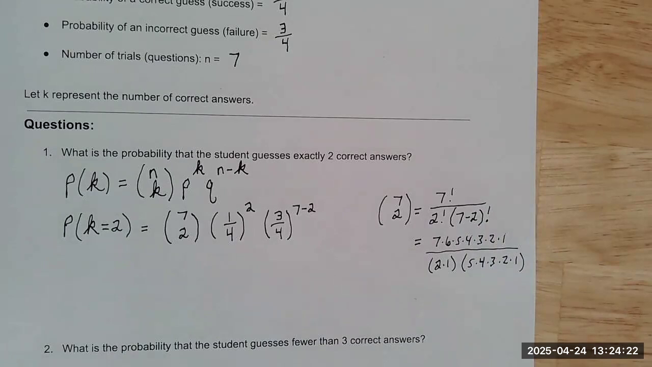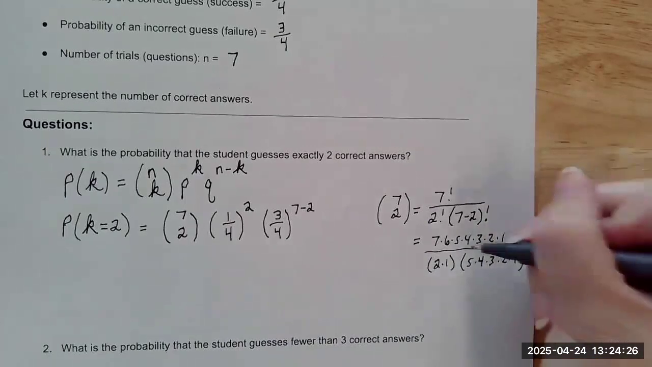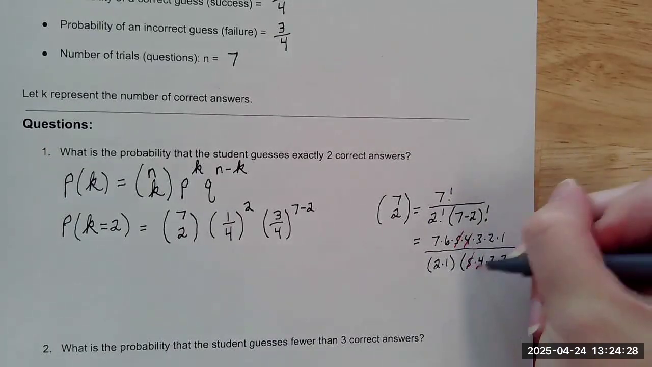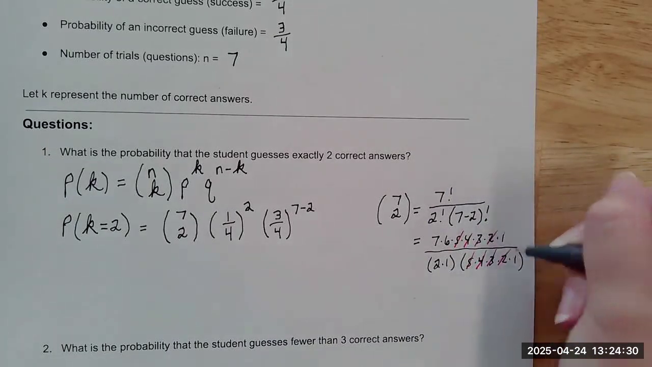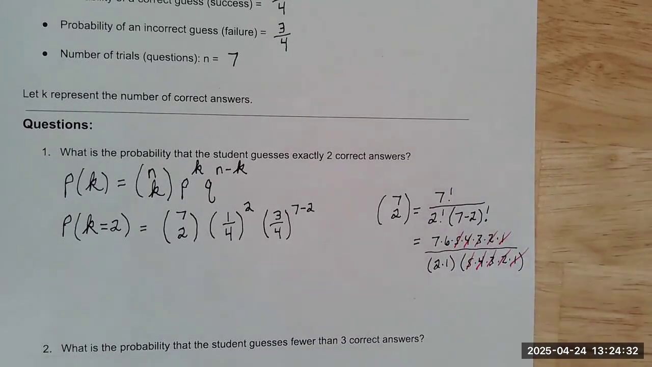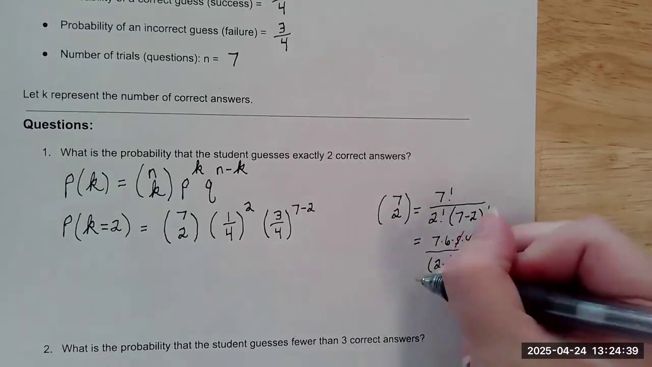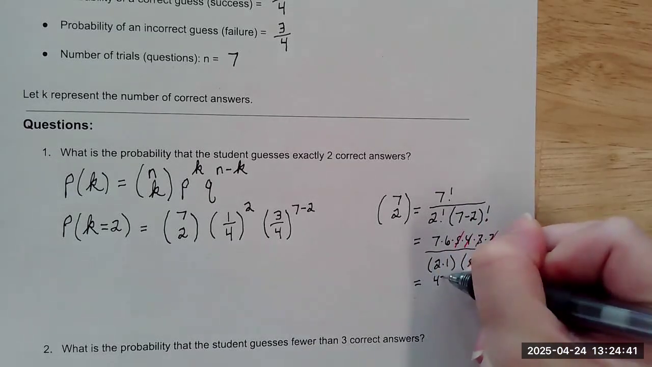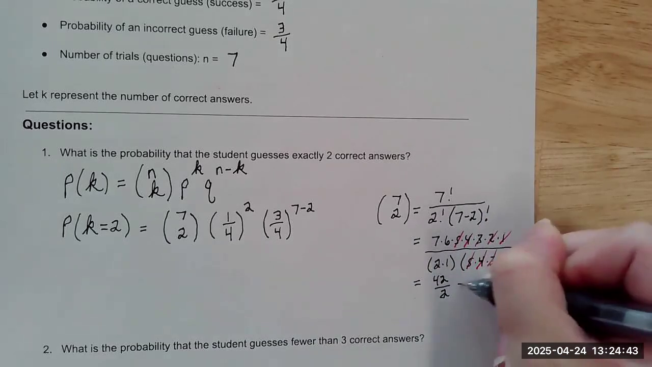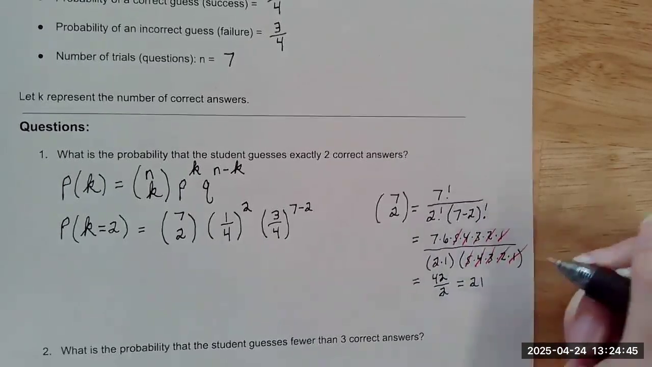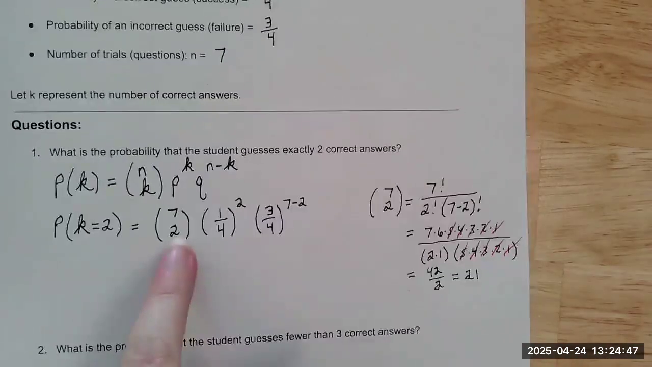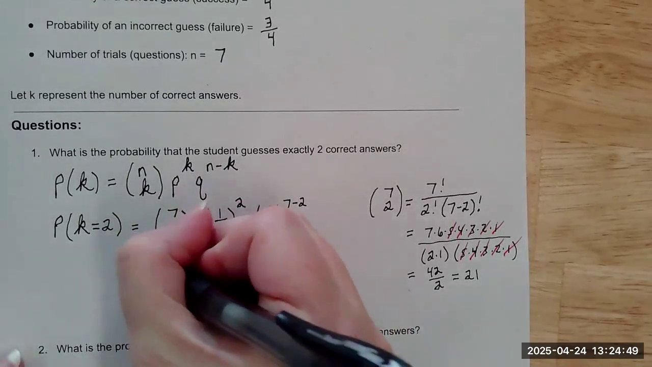And so when I did this on Tuesday, I said it's sometimes helpful if you cancel stuff out. So we've got a 5 and a 4 and a 3 and a 2 and a 1 that can cancel. So we have 7 times 6 in the top divided by 2 in the bottom. So that's 42 divided by 2. So that comes out to be 21. So in our formula, that part right there is 21.